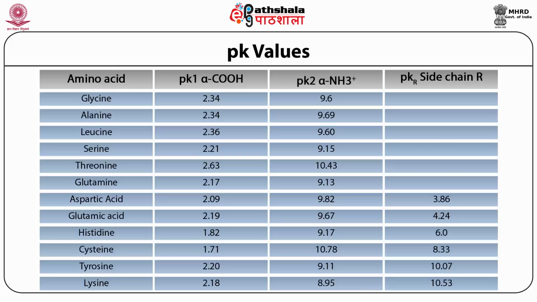Aspartic acid has pK1 2.09, pK2 9.82 and pKr 3.86. Histidine, 1.82 pK1, 9.17 pK2 and pKr 6, which is in the physiological range. Arginine has pK1 2.17, pK2 9.04 and pKr 12.48, the highest value.